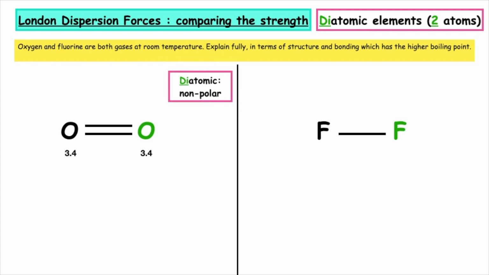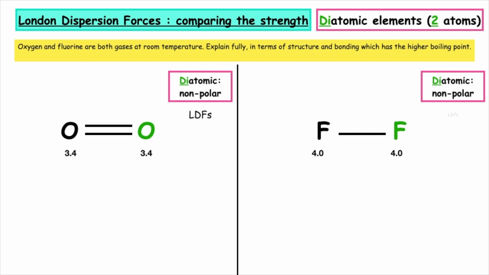Because there's no difference in electronegativity, this would be classed as non-polar. Non-polar only has LDFs. Fluorine, the electronegativity of that is 4. The other fluorine is also going to be 4. Again, no difference in electronegativity, so it's going to be non-polar with LDFs.